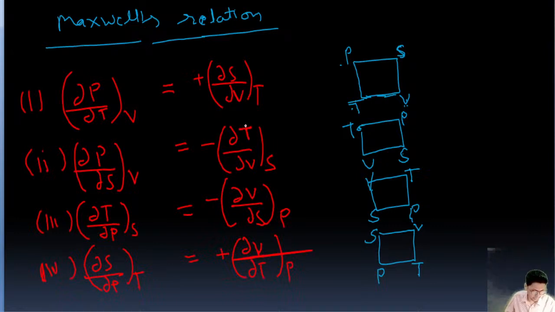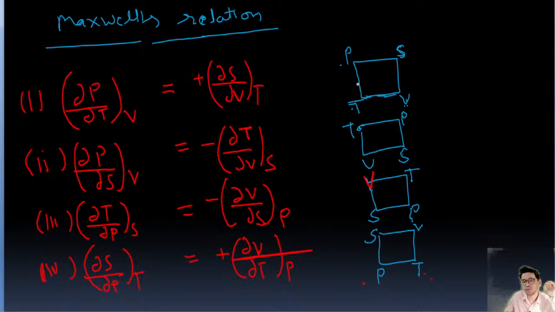So del T over del V at constant S, this term, equals del P over del S at constant V. Now this one: del V over del S at constant P equals del T over del P at constant S. Similarly, del S over del P at constant T, and del V over del T at constant P.